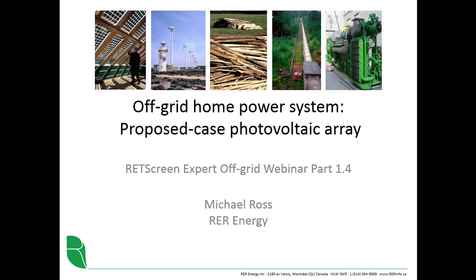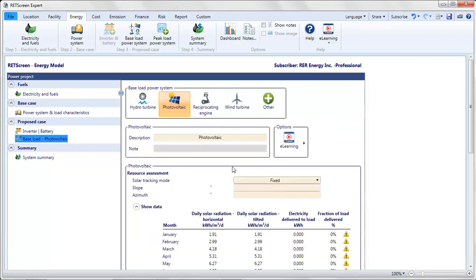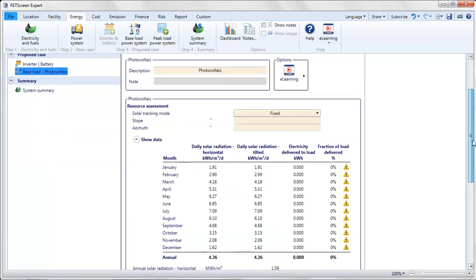Let's move on now to defining the proposed case photovoltaic array. Moving from the inverter battery form, we go to the base load photovoltaic system here. So this is where we can define the base load power system, that is the principal power system, as opposed to the peak power system, which is used when the base load power system is unable to provide power. And of course, we want a photovoltaic system here.